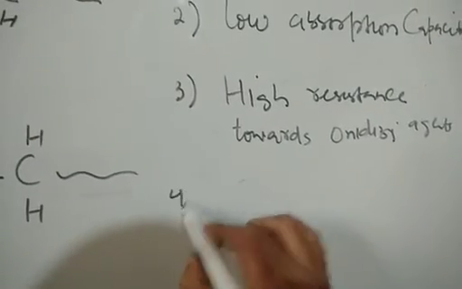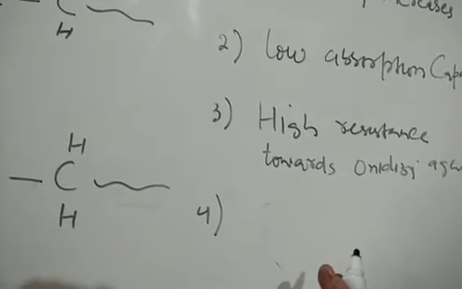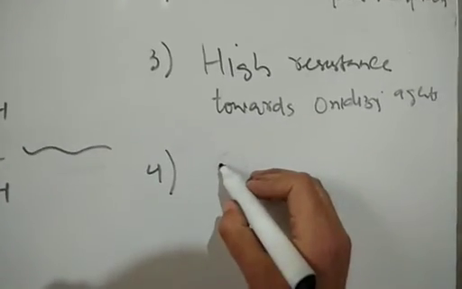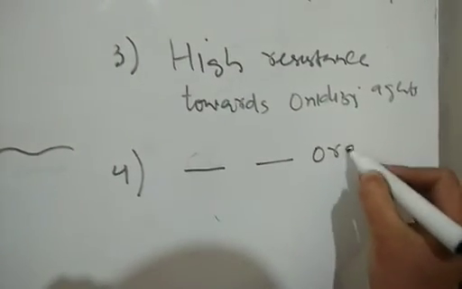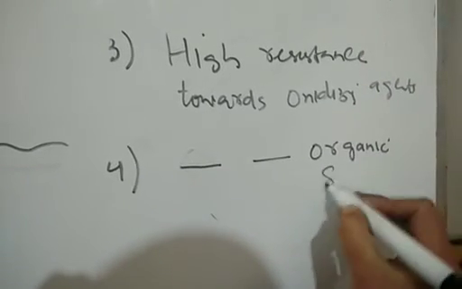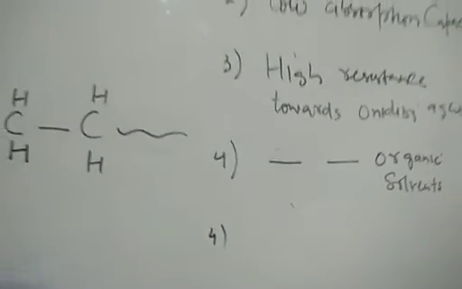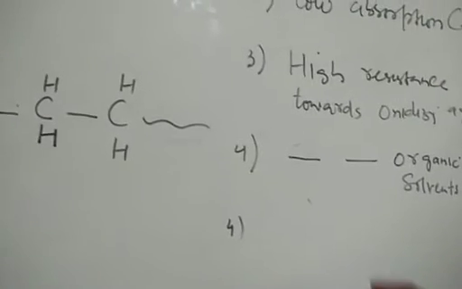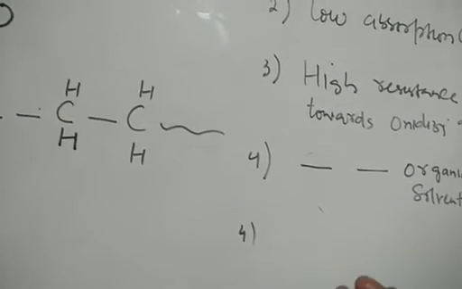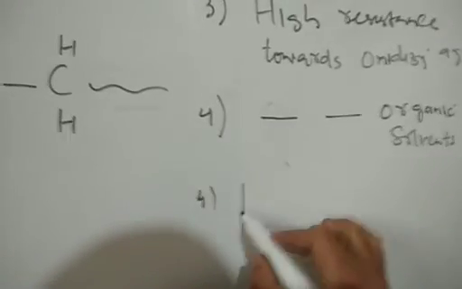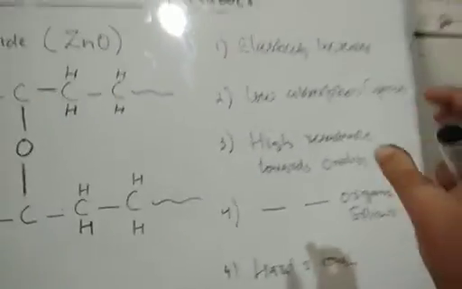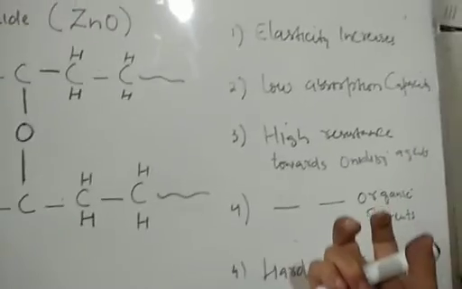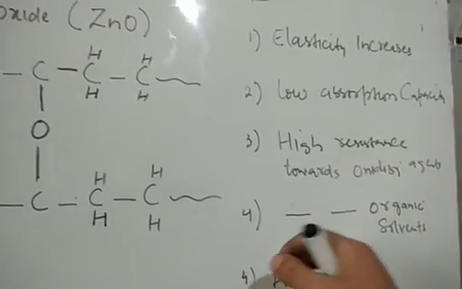And then you have the fourth one. It is also highly resistant towards the organic solvents. So it doesn't get affected easily by organic solvents, it doesn't get dissolved easily. And then the fifth change that comes into this property is that it is hard and tough. So now it is hard and tough. So these are the basic things that will get developed in this synthetic rubber which has now got vulcanized.